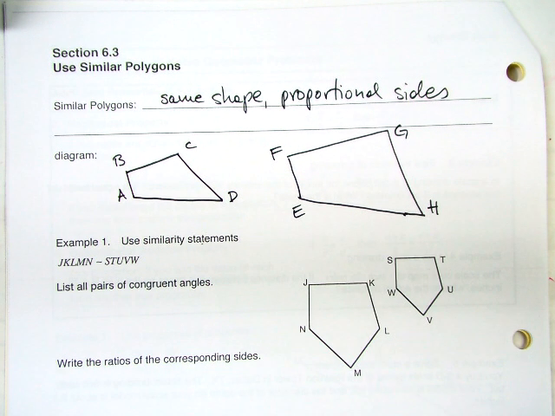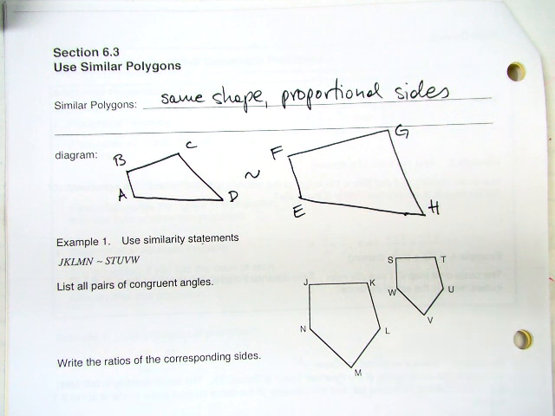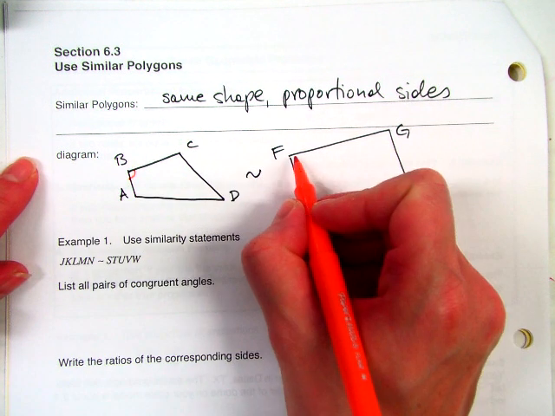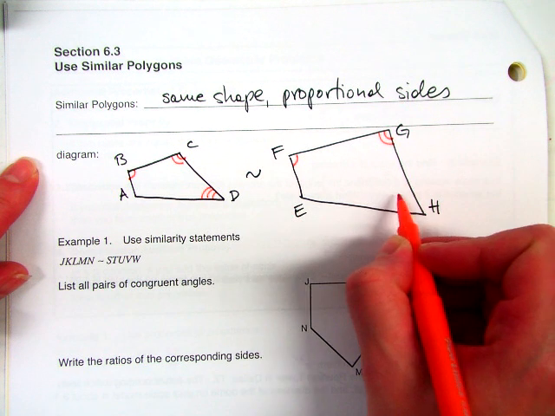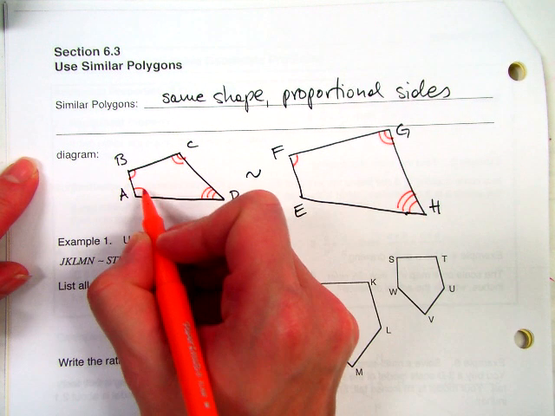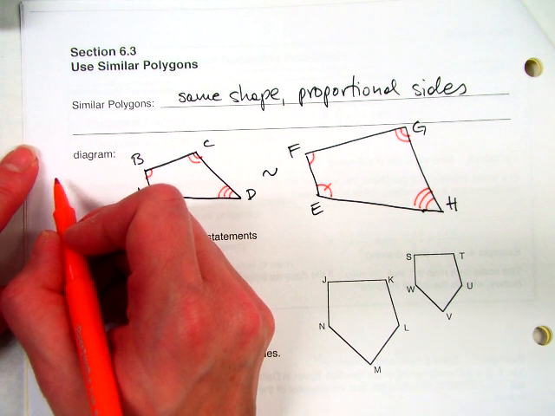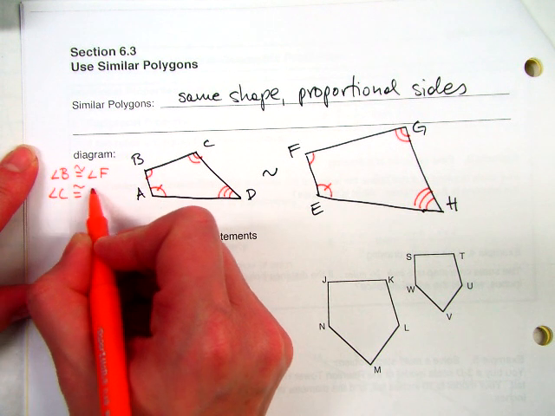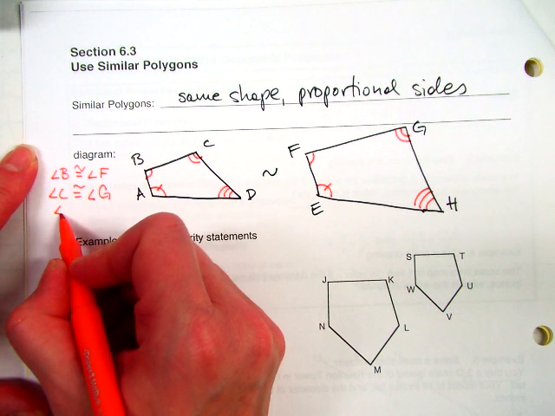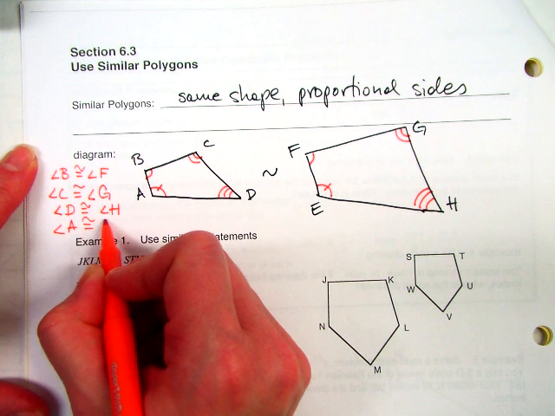So what we have here is two similar polygons. The symbol for similar is just the little tilde or squiggly. So for this, angle B is congruent to angle F, C is congruent to G, D is congruent to H, and A is congruent to E. We're going to make a list of all of the congruent angles. So angle B congruent to F, C congruent to G, D congruent to H, and A congruent to E.